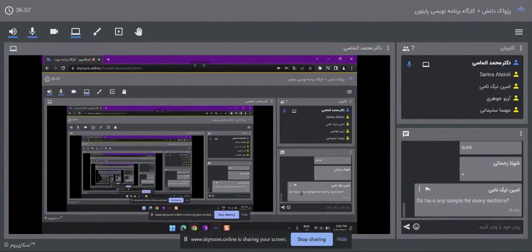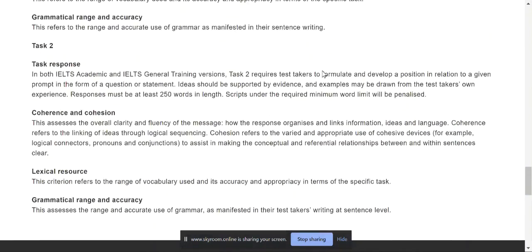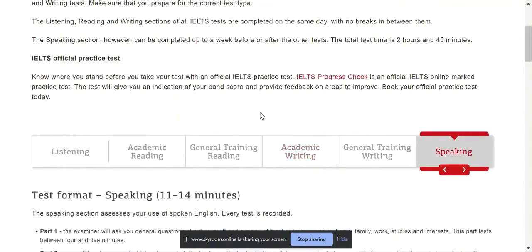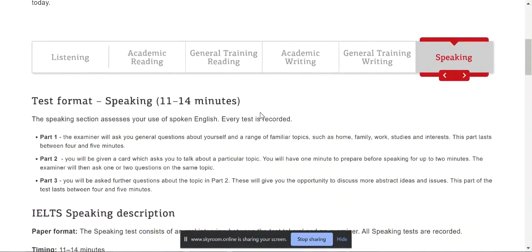Yes. We will go for the samples and the examples. Yes, we will go for it. Okay. And this is the academic part, and the speaking. Speaking is the really nice one.